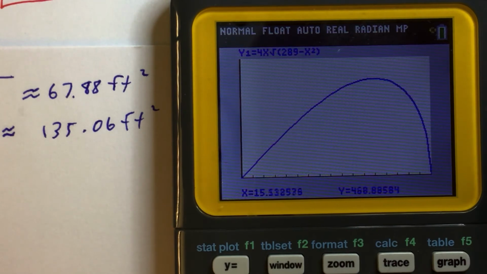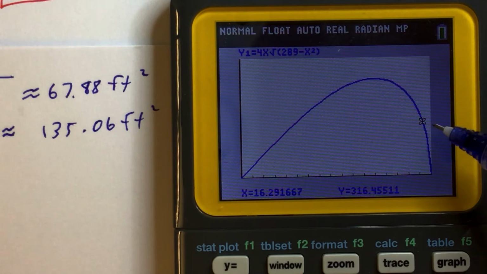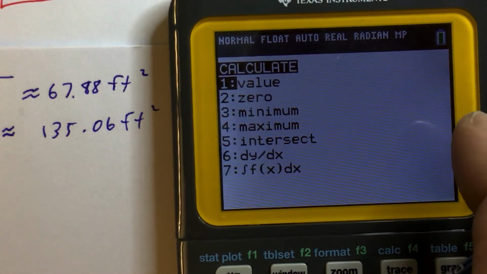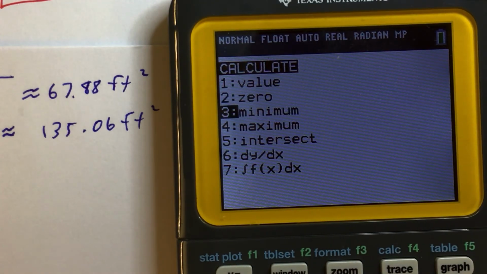If we choose a larger value for x, there does come a point where we get diminishing returns. If you choose x to be too big, you get an area that's not as big as that 578 we were looking at. In fact, if you choose x to be bigger than 17, then we don't have any area at all. So what we want to do is calculate the maximum.